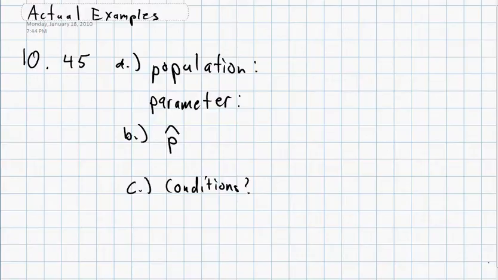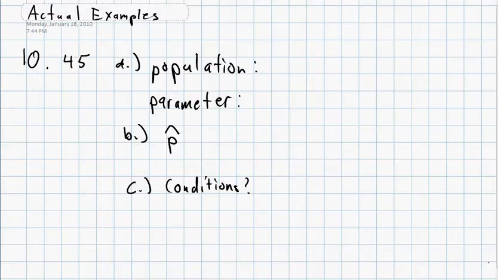So 1045 is all about rating dorm food. We've got a simple random sample of 50 of 175 students that live in the dorm. And then Tanya found that 14 of them think that the dorm food is good.